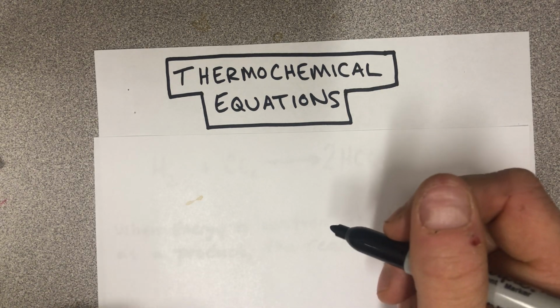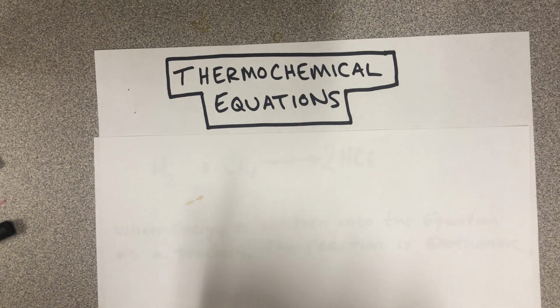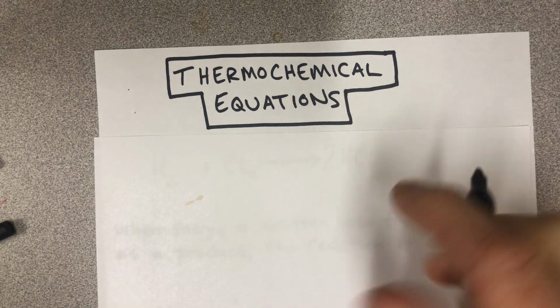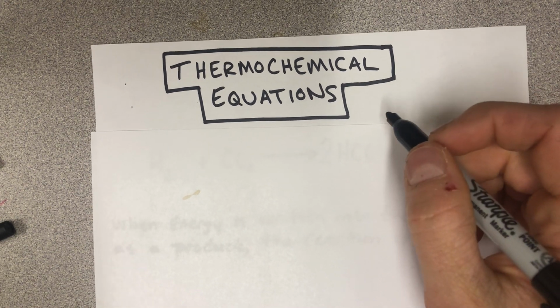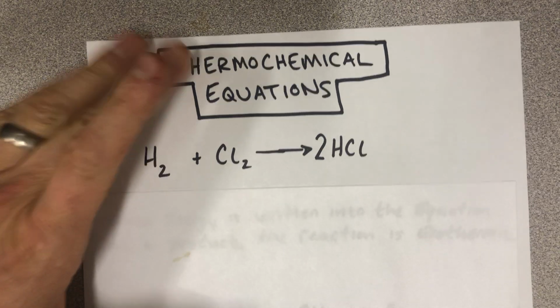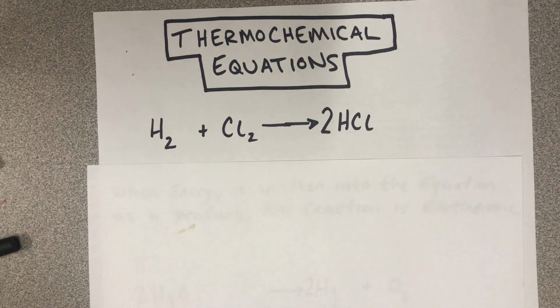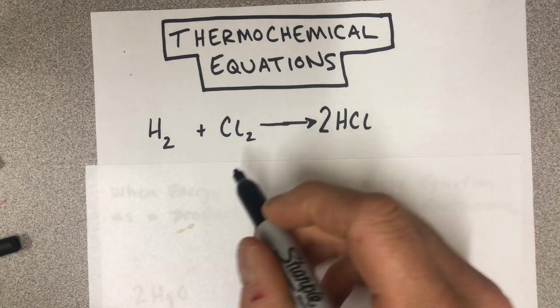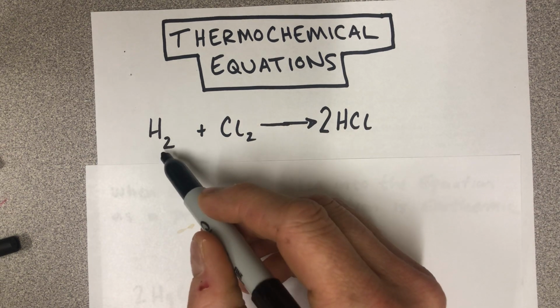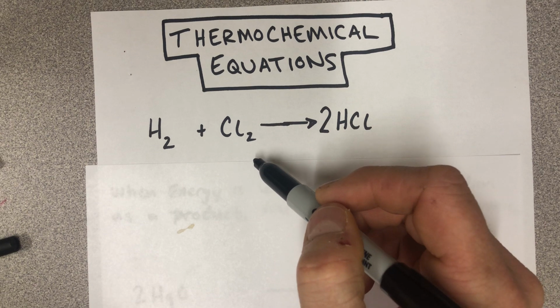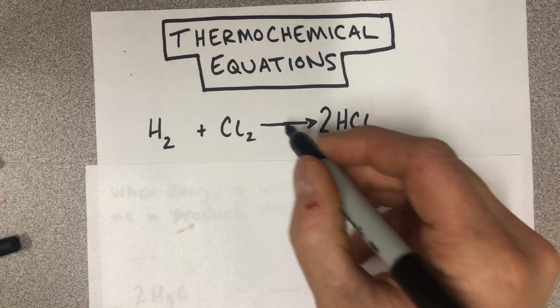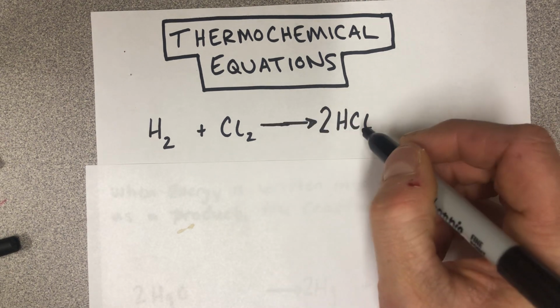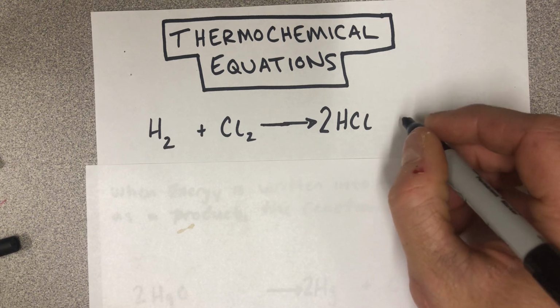All right, guys, this is a little video on thermochemical equations. Thermochemical equations are basically just balanced chemical equations that you're familiar with. So this is the synthesis reaction that forms hydrochloric acid from our reactants, hydrogen gas and chlorine gas. But along with the chemical reaction balanced like this, we also have an amount of energy.